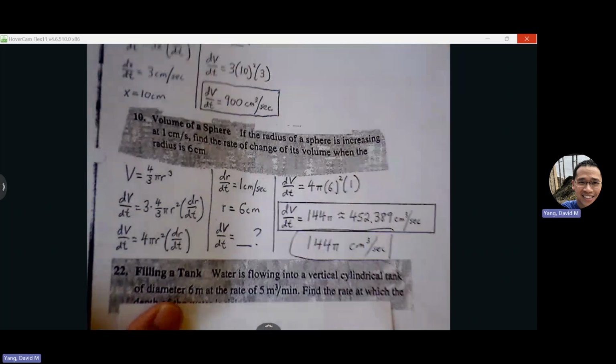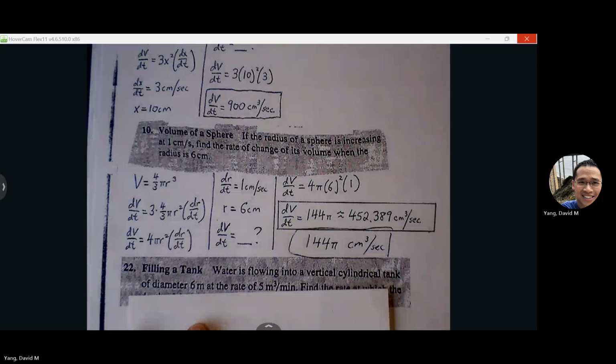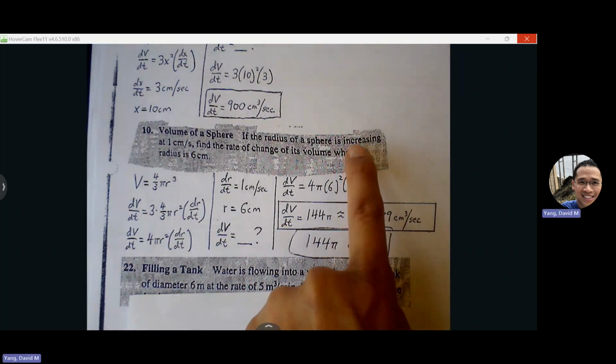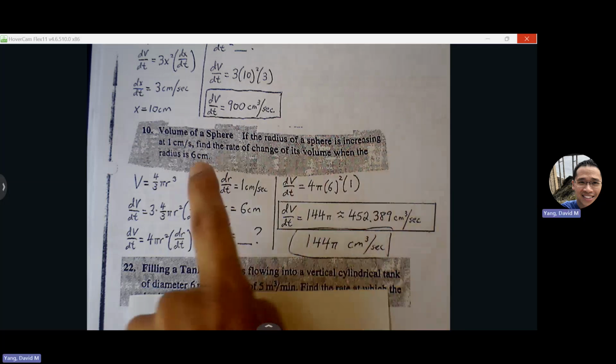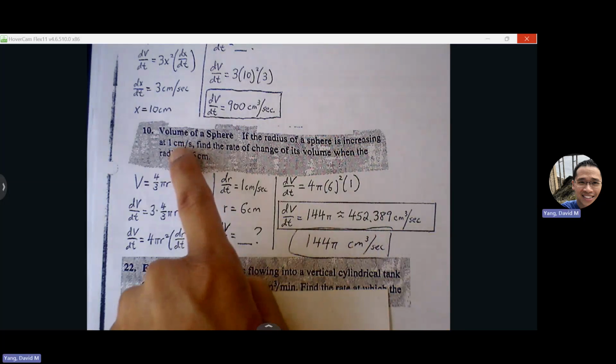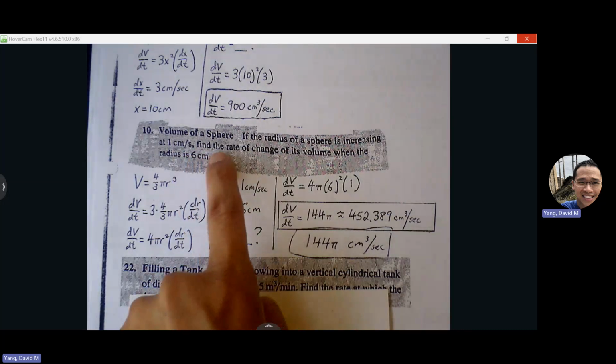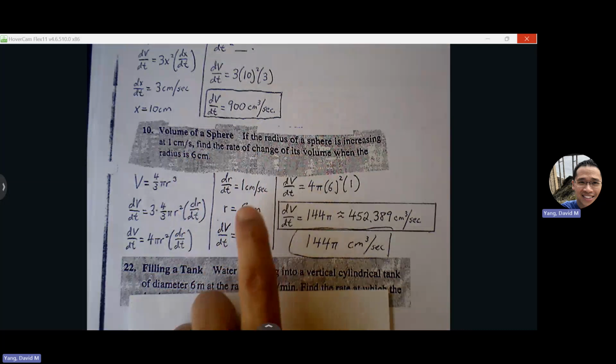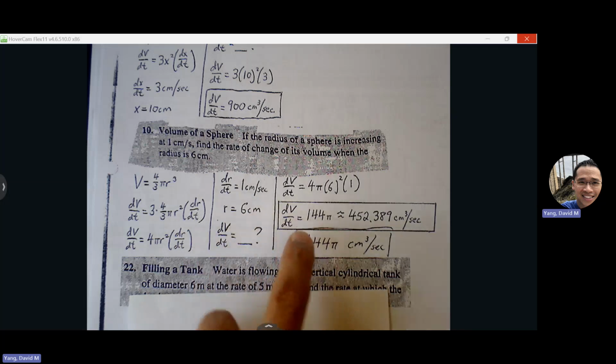All right, let's see how we did. Radius of the sphere is increasing, so you know that's dr/dt. There's all these movement words. It's got to be a time component with radius, so dr/dt. Find the rate of change of the volume, so you know you're looking for dV/dt. When the radius is 6 centimeters, that's enough to plug everything in.